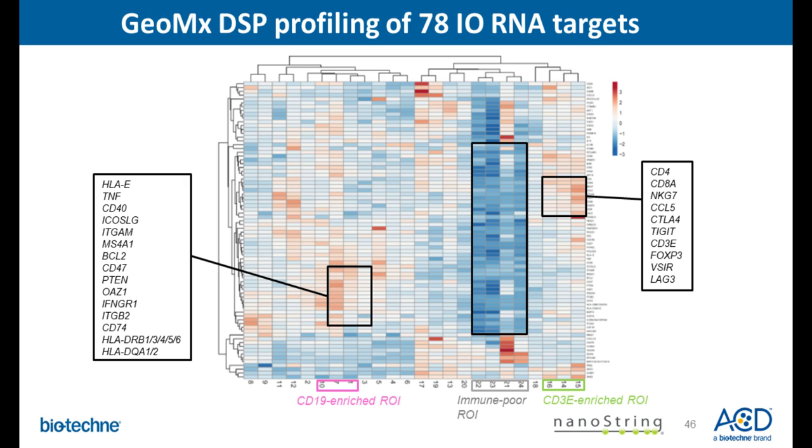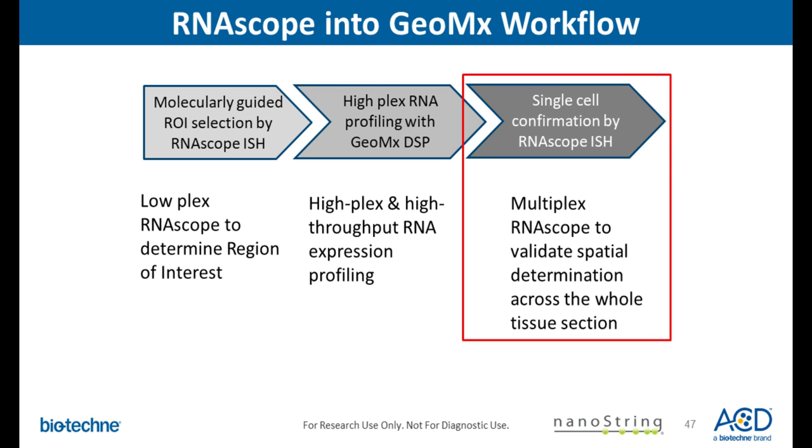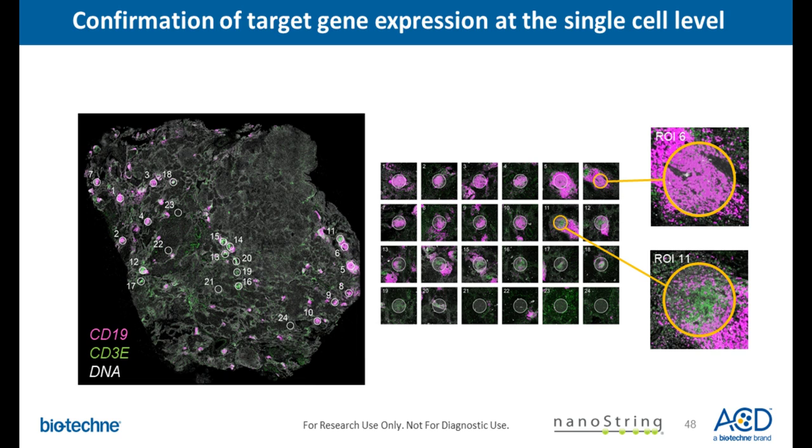Now, CD19-rich regions we expect are regions that are high in B cells, and CD3-rich regions are regions that we expect are high in T cells. So after having analyzed this by digital spatial profiling, our next step was to validate some of the key targets that we analyzed using RNAscope on a serial section.